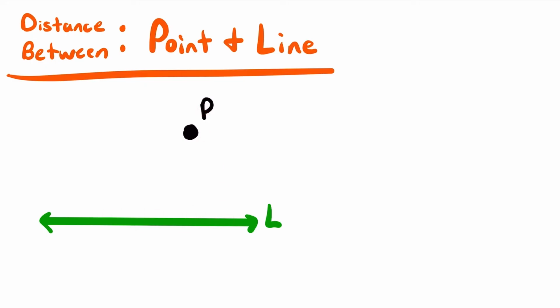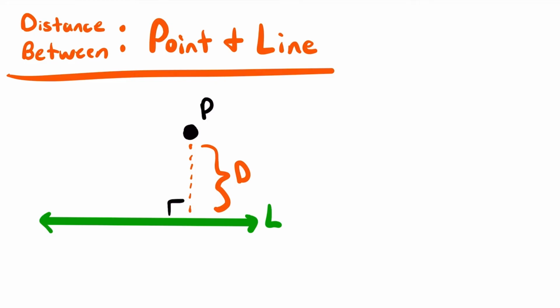Now, the distance that we are talking about here is the measurement from this point to this line, where that measurement is perpendicular to the line. All right, so that would be this distance right here. The measurement between the point and the line that is perpendicular to that line. That is the distance d that we want to find.